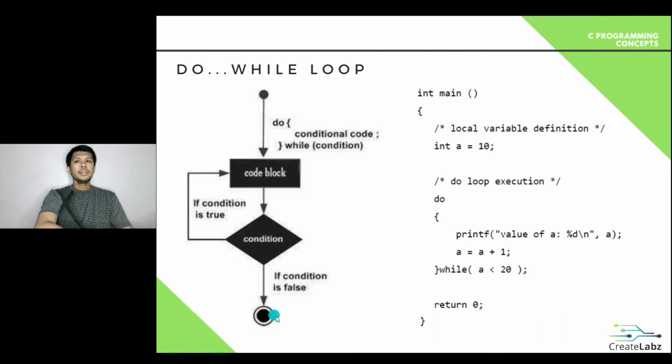Here's an example. Do, open and close curly brace, the code block. So print value of A is 10, and then A becomes 11. And then while 11 is less than 20, true, repeat, value of A 11, A becomes 12, 12 less than 20, true, repeat, so on and so forth until we reach 19. Value of A is 19, 19 plus 1 is 20, is 20 less than 20, false, so this becomes false and we will exit, return 0.